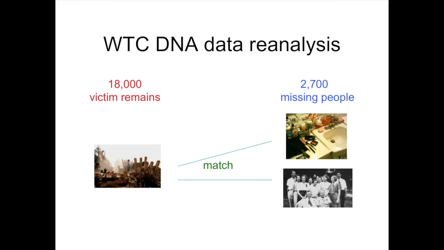Another is its use outside of forensics. TrueAllele was used 10 years ago to reanalyze the World Trade Center disaster data, working to reassociate through DNA the 18,000 victim remains with the 2,700 missing people through their genotypes in this objective process. You infer genotypes from the victim remains, infer genotypes from kinship information or personal effects, and then compare them to determine the extent of match.